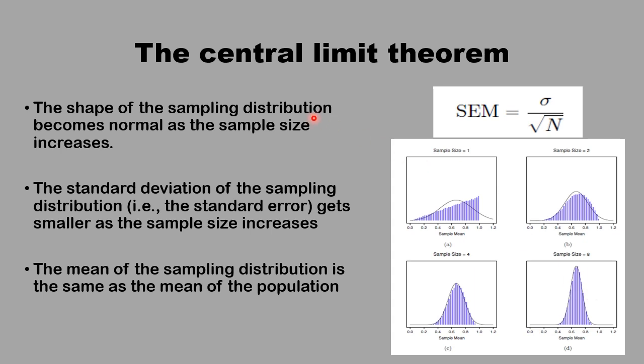This is the basis of the very famous central limit theorem in statistics, which tells you that the shape of the sampling distribution becomes normal as the sample size increases. This is basically because the standard deviation of the sampling distribution, that's to say the standard error, gets smaller as the sample size increases. The standard deviation is divided by the square root of n, the number of samples, to obtain the standard error, and when we have a higher n, you get a smaller standard error of the mean.